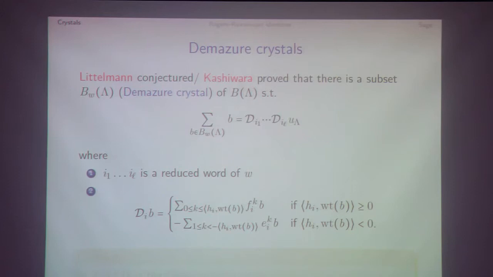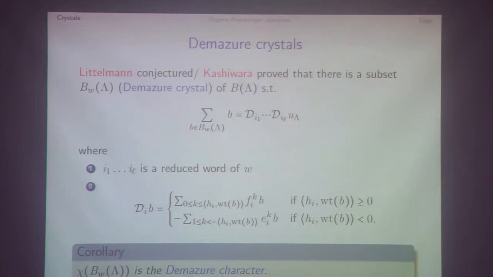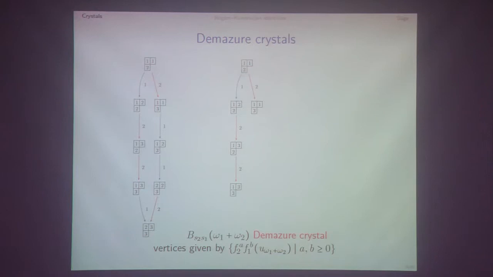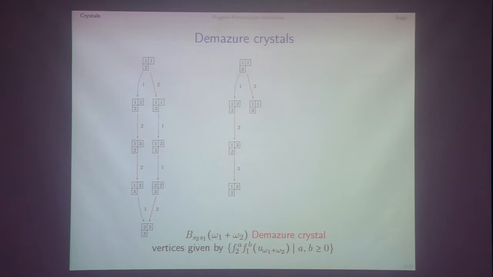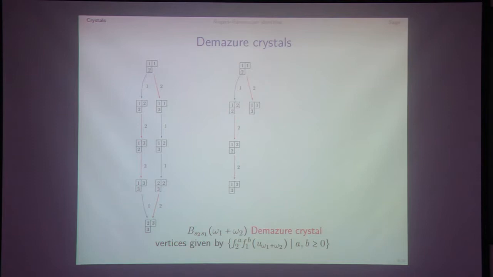And this is a very nice way to actually get Demazure characters, and let me illustrate that in terms of a picture. So this was one of our crystals, right? And now I want to take my Weyl group element s_1 s_2, okay? So what that means in terms of the crystals is, I start with my highest weight element, and now I allow all steps which are labeled by 1. So I can go from here to here, basically. Now these two elements are my Demazure crystal.